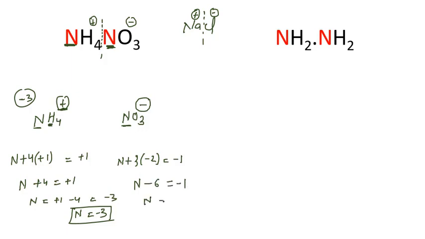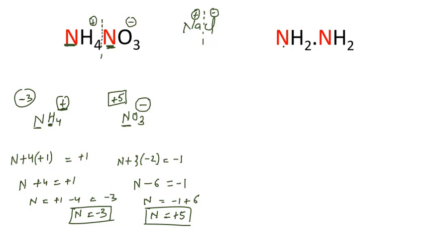Then nitrogen is equal to what? -1 plus 6. We can transfer -6 to the other side. Then here we get nitrogen is equal to +5. You can see the second nitrogen shows +5 oxidation number. So that's what I said, since each nitrogen is in a different environment, that's why they show different oxidation numbers. Now let me talk about the second compound.